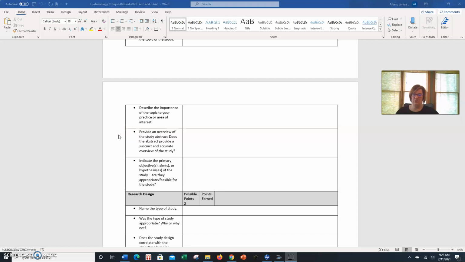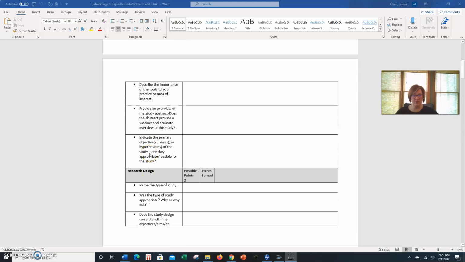We also want you to provide an overview of the abstract, meaning does the abstract provide the information that is necessary? Does it provide a good overview of the study? And you need to read the study first to determine whether or not the abstract is appropriate. So keep that in mind. Read the whole thing first, then you go back and start with the critique. You may have to read it more than once too.